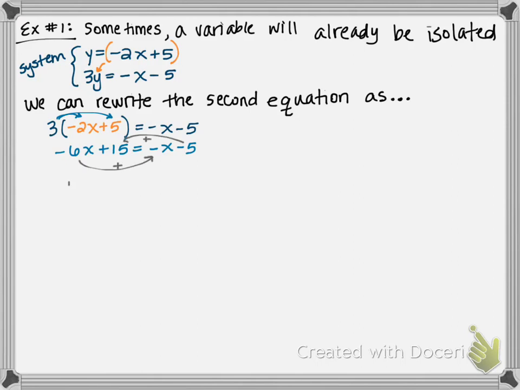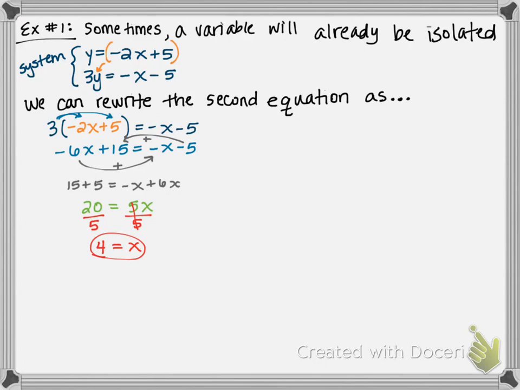Now I want to get all my x's on one side and all the regular numbers on the other, so I'm going to move the 6x over, but it'll be positive on the other side, and I'm going to move my negative 5 over, and it'll also be positive on the other side. So now I have 15 and 5 together on the same side. That's 20. On the right hand, I had negative x plus 6x, that's 5x. And of course, to get x completely alone, I divide by 5. So x equals 4, which is great. That's part of my answer.